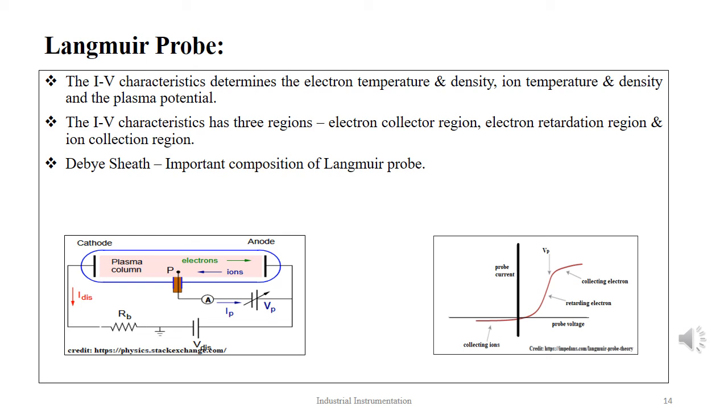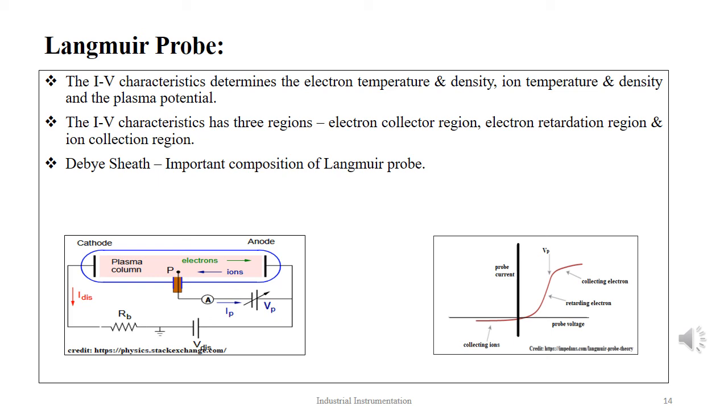The Langmuir probe is essentially a conducting wire placed inside a plasma and has variable bias voltage. The current that flows through the circuit due to this bias voltage essentially has three regions in the IV characteristic curve. Those are electron collector region, electron retardation region, and ion collection region.